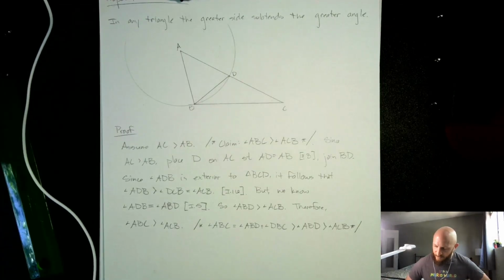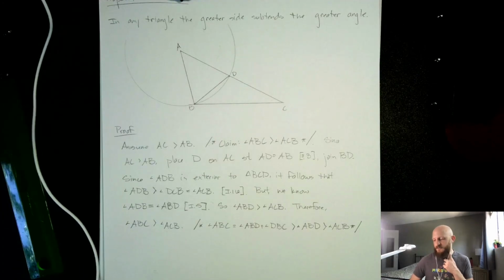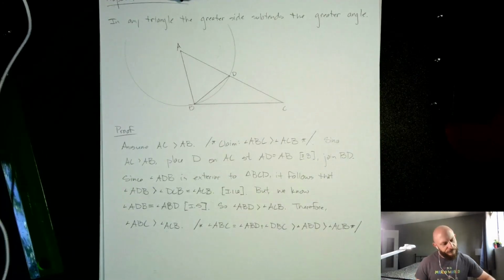Yeah, and I guess actually now that I'm thinking about it, at the beginning of this I was saying, oh, I kind of got hung up on some things. But actually, now that I'm looking at this proof, it does seem pretty clear and straightforward. Yeah, in any triangle, the greater side subtends the greater angle.